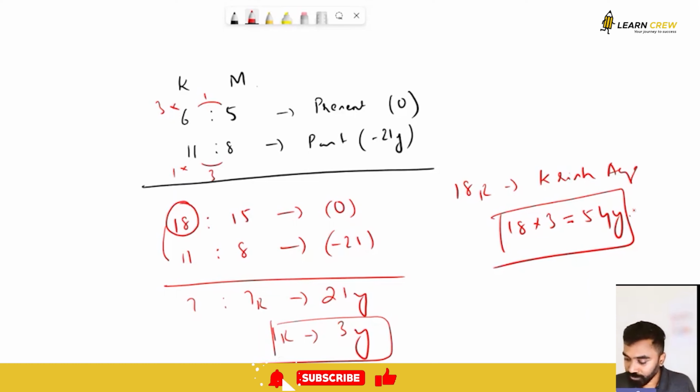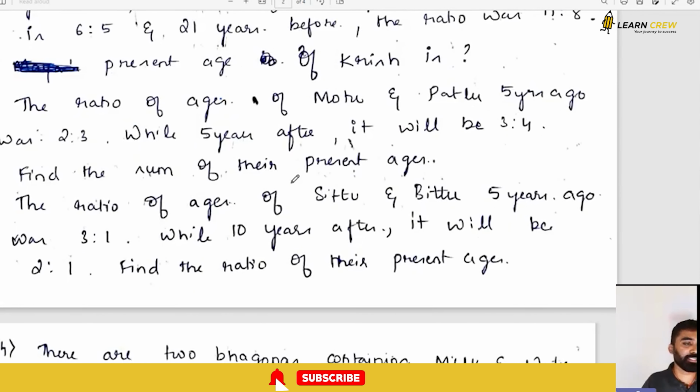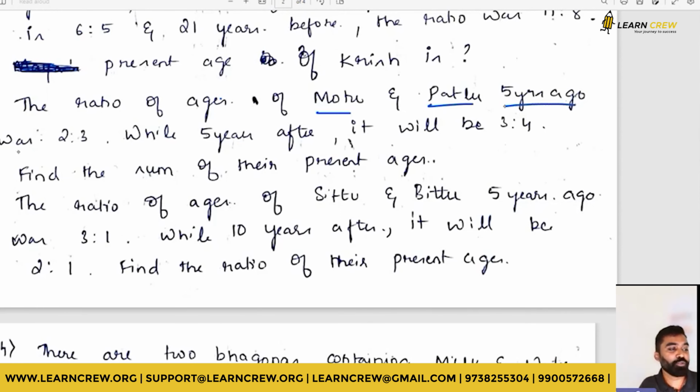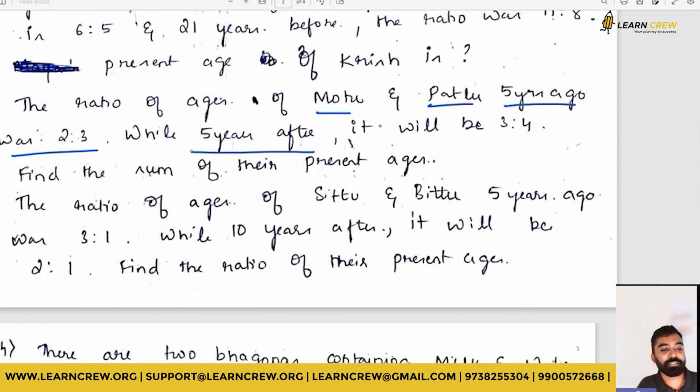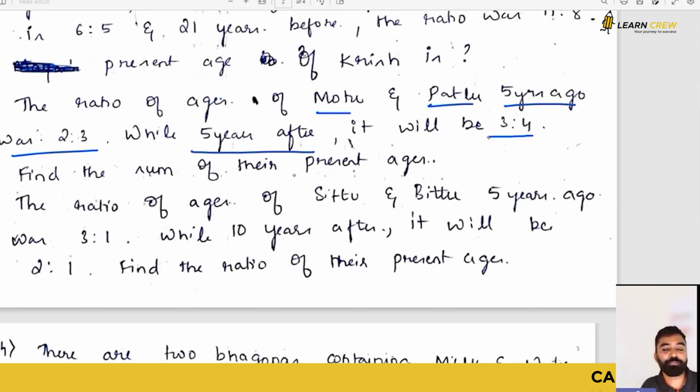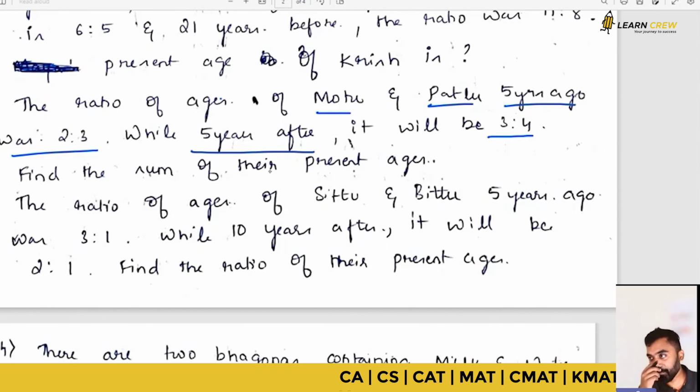The 22nd question: the ratio of ages of Motu and Patlu 5 years ago was 2:3, while 5 years after it will be 3:4. Find the sum of their present ages.